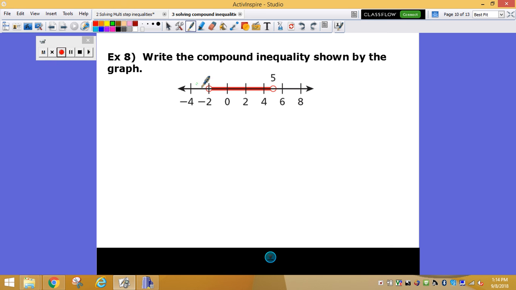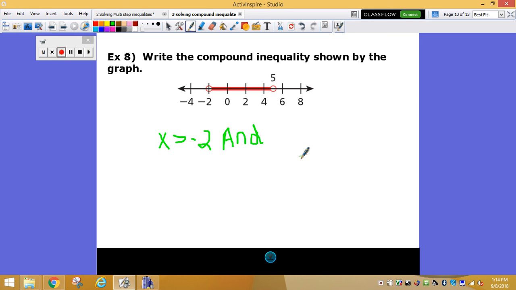Let's do another one. This one is shaded in the middle. So there's two ways you can write it, and I'm going to show you both. The first thing you could do is write it with the word and. Then it's going to work the same. I'm going to have an x. According to this dot, it's shaded to the right. It's an open circle, so I don't need a line under it. And the number is -2.